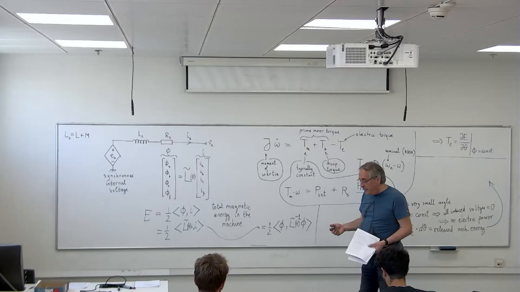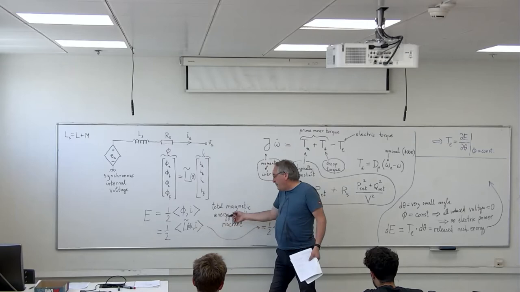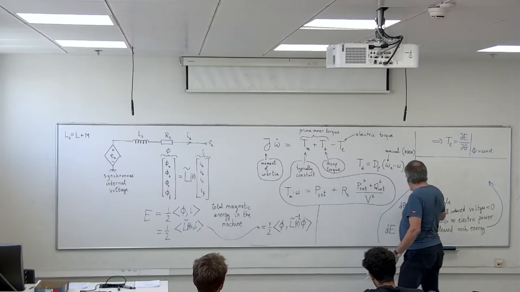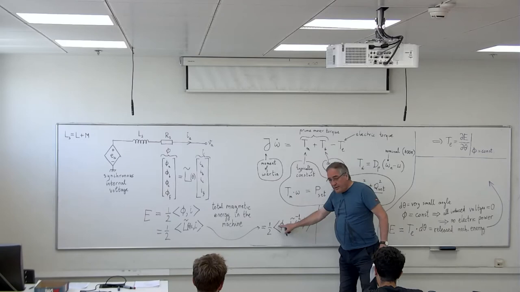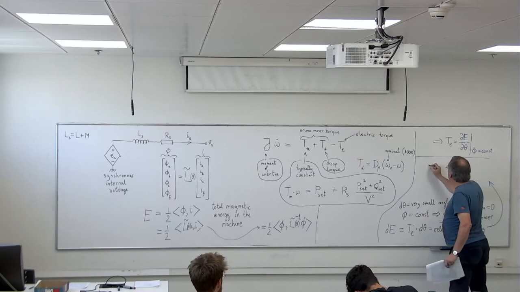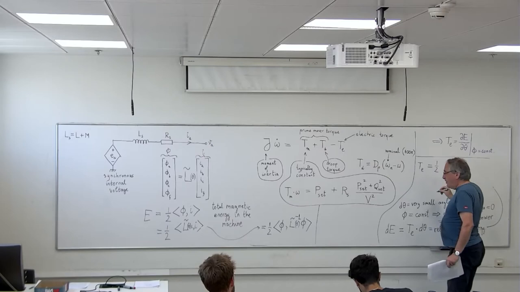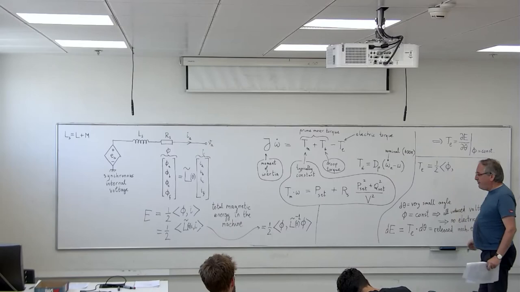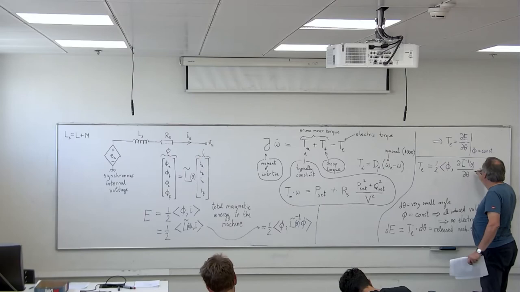Which one is more convenient to differentiate with respect to theta? This or this? Well, this is cumbersome because I will change. But this one is very easy to differentiate because we keep phi constant. So I differentiate this expression with respect to theta. So T is equal to 1/2. Now, the phi is constant, so there is nothing to differentiate there. Here I have to differentiate L tilde inverse of theta with respect to theta, and I have to multiply with this constant phi.